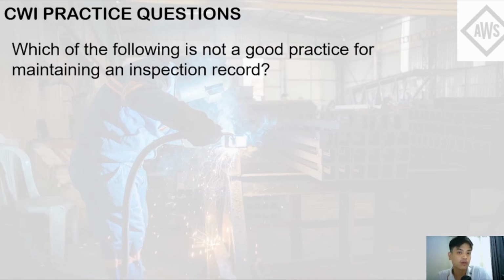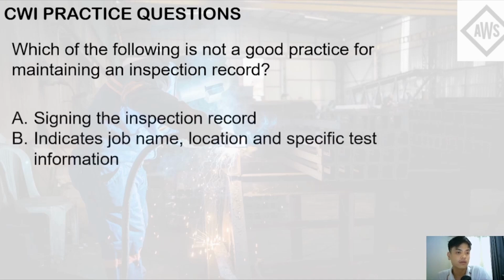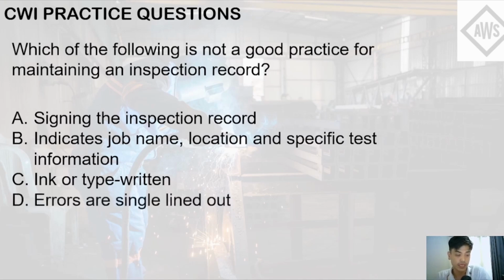Next question. Which of the following is not a good practice for maintaining an inspection record? Signing the inspection record, indicate the job name, location, and specific test information, ink or typewritten. Basically, the inspection record needs to be in ink or it is typewritten by a computer. The errors are single lined out.